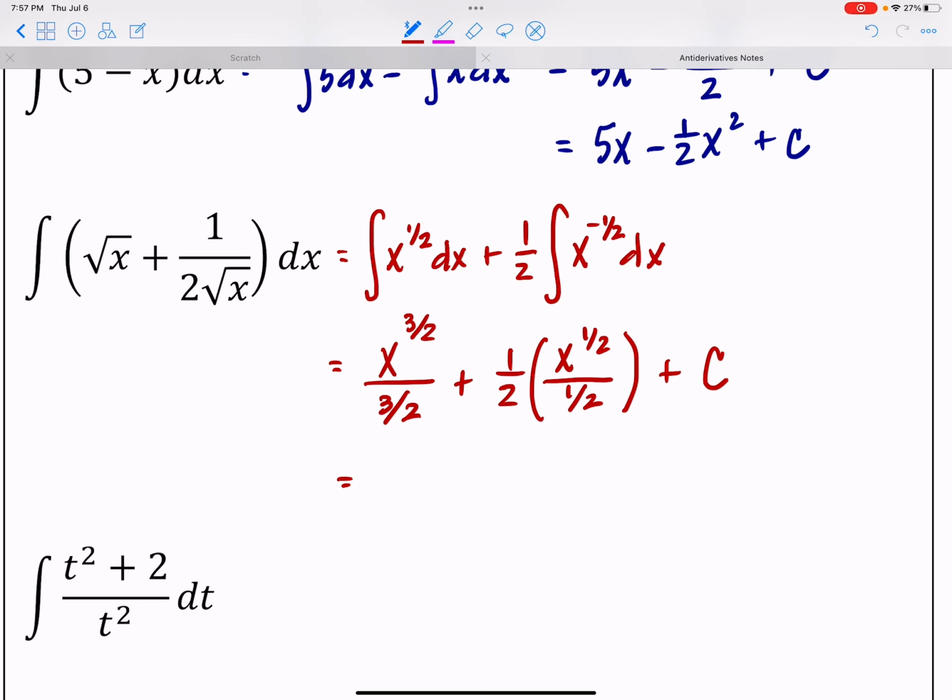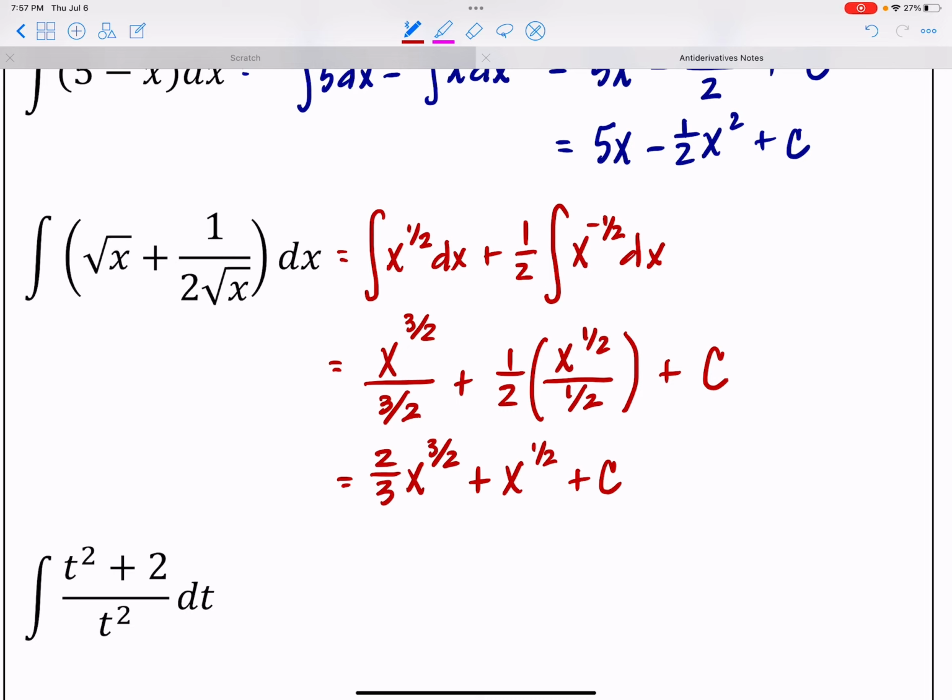And now we're just going to clean these up because these complex fractions look terrible. So again, dividing by 3/2 is the same as multiplying by 2/3, so I'm going to call this 2/3 x to the 3/2, plus over here I have a times 1/2 and then a divide by 1/2, which is multiplied by 2. Those two are going to cancel, so I'm just going to be left with this x to the 1/2. And then I have my plus c. And that would be a perfectly acceptable answer.